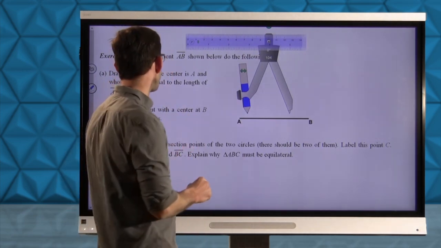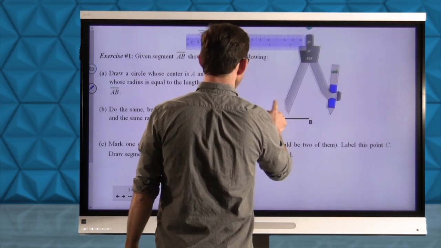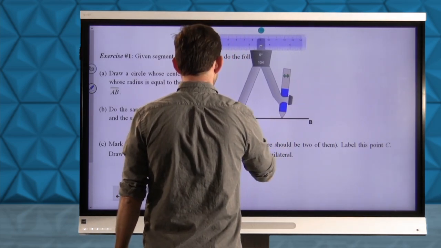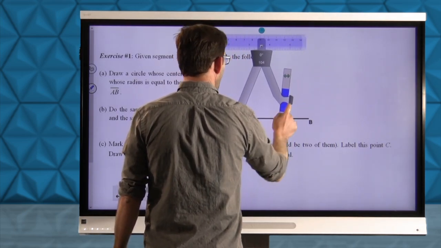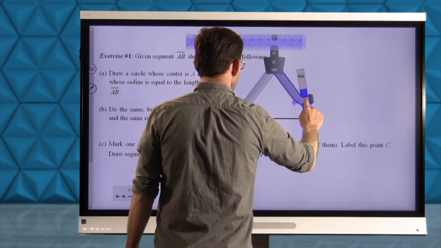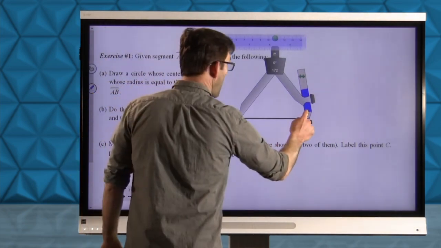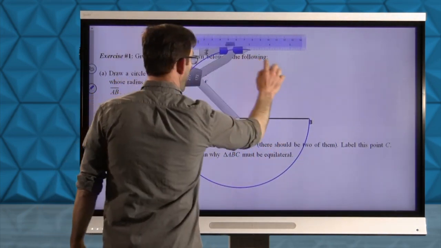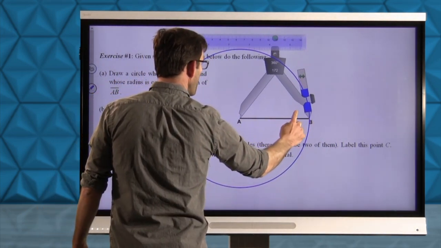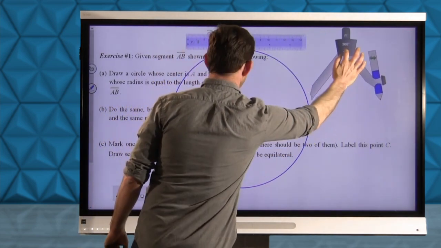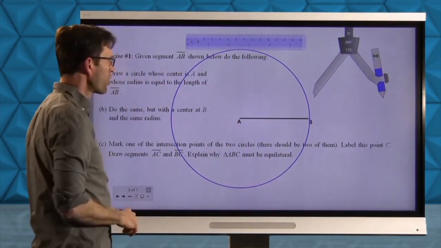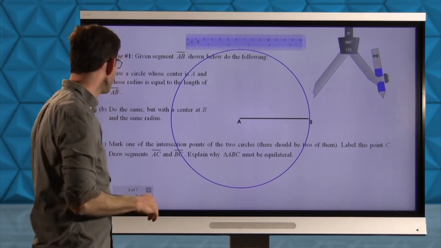So specifically, I want to put the center of the circle at point A as much as I can. I want to make the radius of the circle equal to the length of AB, and then I will draw my circle. Okay, not perfect, but simple enough.